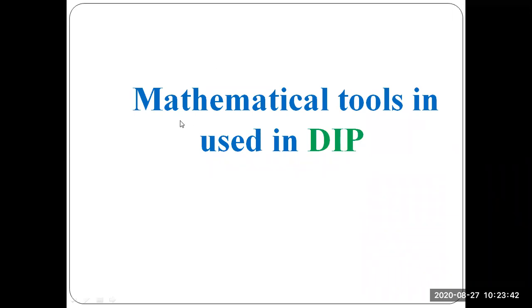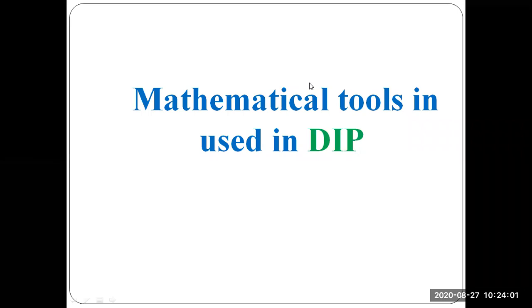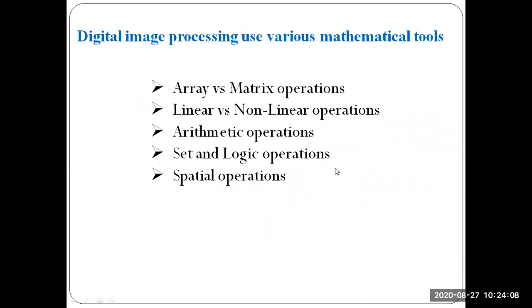So now we have to start our mathematical tools used in image processing. Generally, we already know mathematical tools: addition, subtraction, logical, arithmetic. These are all operations. As we operate normal operations on signals, the same operations will be operated in our image processing system also. First, these are the outlines of our topic. So what are the operations operating in our digital image processing?